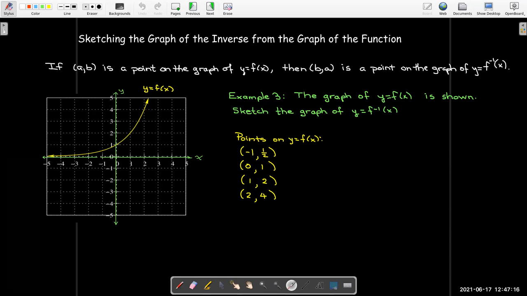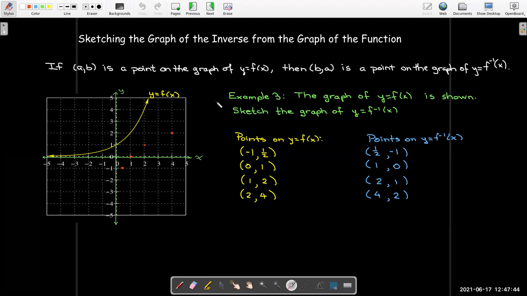Here where x is negative, I'm going to have to do some kind of estimation because there aren't any really nice points that lie on the grid corners. But I can start with negative 1, 1 half. Then here, I get 0 comma 1. No estimation required. 1 comma 2 and 2 comma 4. So go ahead and swap those coordinates and plot those new points that I get.